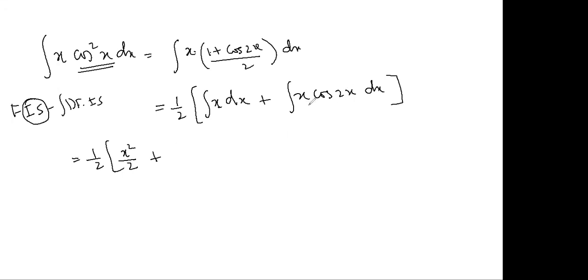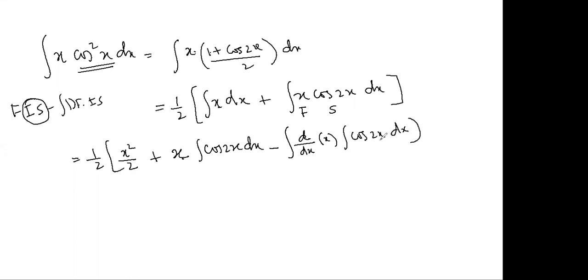Which is the first function here? Which is the first function? X. And cos 2x is the second function. So let's speak out. First into integral of? Second function. Integral cos 2x dx. So you should speak out like this. X into integral of cos 2x dx minus integral of derivative of x into integral of cos 2x dx whole into dx.